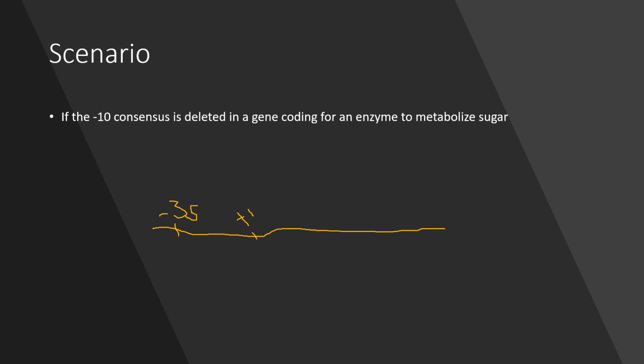So if we think about a scenario where the -10 consensus is deleted in a gene coding for an enzyme to metabolize sugar, so the -10 consensus would be right here, but it's missing. So what will happen is the holoenzyme will not be able to recognize this -10 consensus because it's not there. So it won't be able to find the RNA polymerase binding site, so transcription wouldn't be able to begin and sugar would not be able to be metabolized.